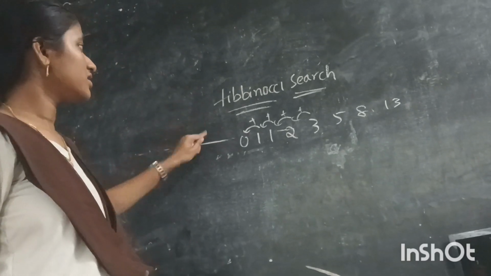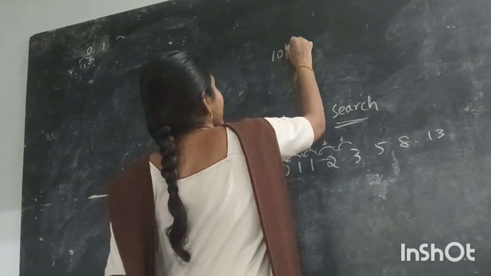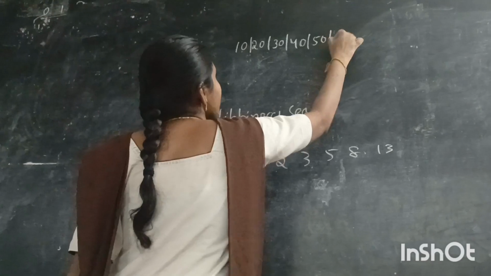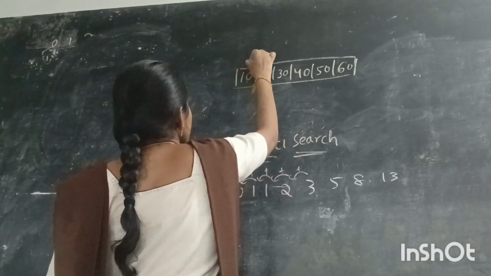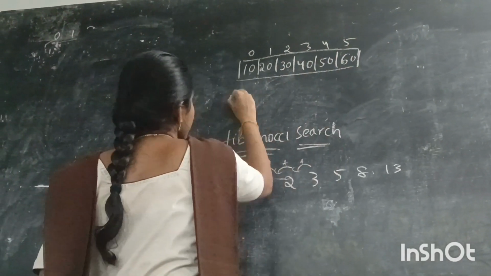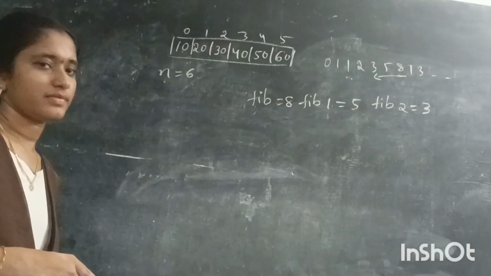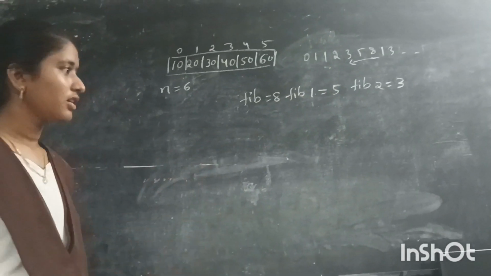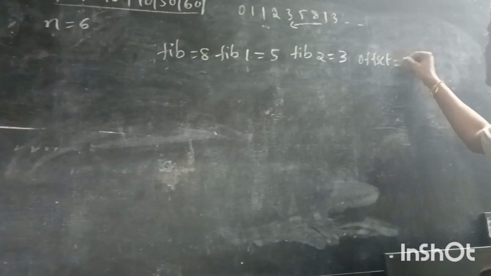First, Fibonacci search. Consider the elements in sorted order. Let us consider the elements 10, 20, 30, 40. Number of elements should be 6. First, Fib equals 8, Fib1 equals 5, Fib2 equals 3. Initially offset equals minus 1.